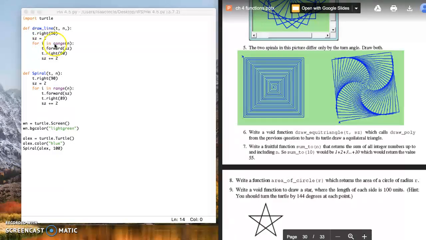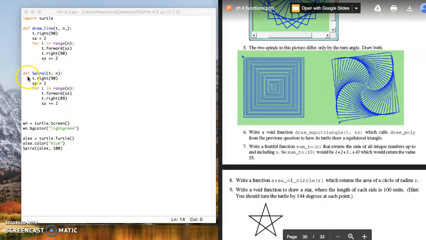Then for i in the range of n, so the first thing it does is go forward depending on the size, so 2, and then make a right 90. Then the next thing it will do is take 2 and then add another 2.